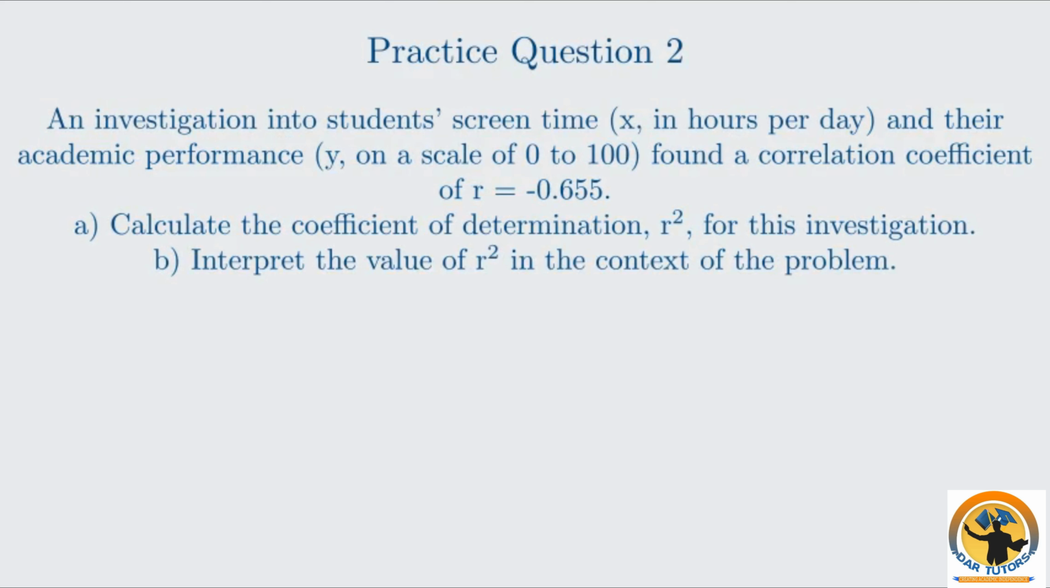Question 2 asks about the coefficient of determination. Again, pause the video and work out your answer.